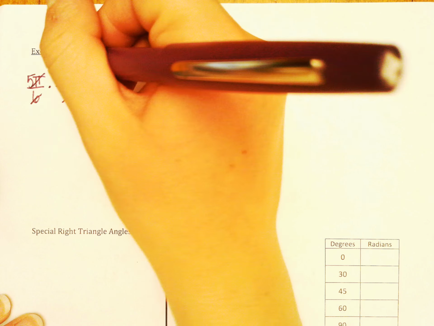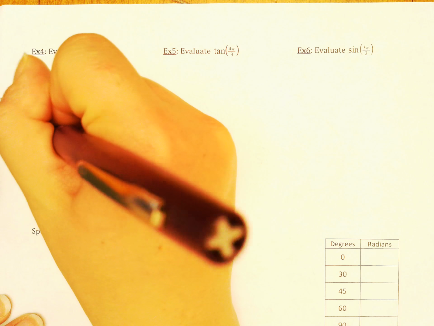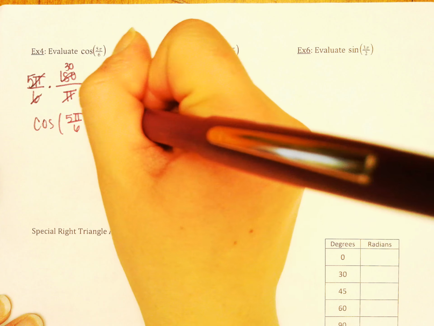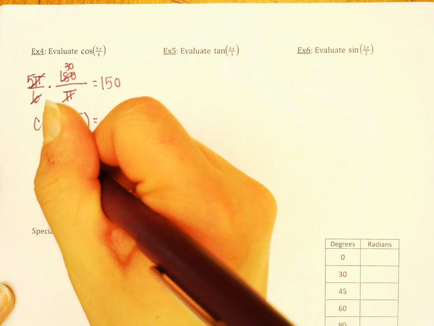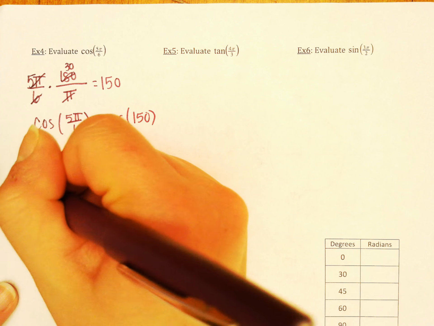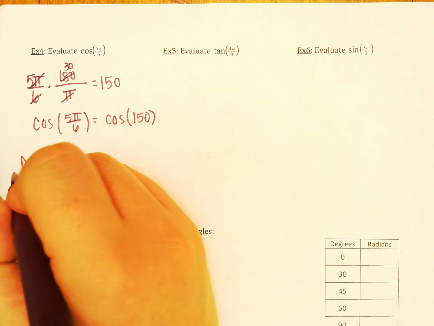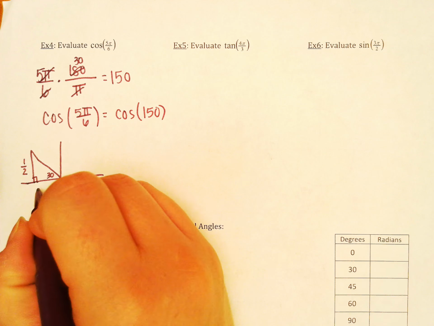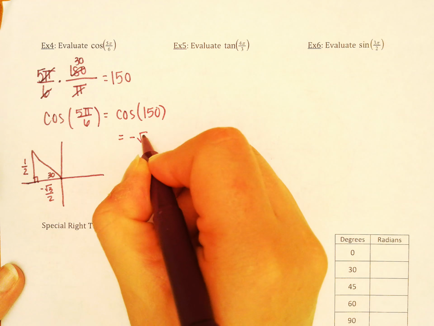So I'll have 5 times 30, which is 150. So really, cosine of 5 pi over 6 is equal to cosine of 150, which we should know how to evaluate. 150 degrees is in quadrant 2. 150 degrees gives a 30-degree reference angle. So this would give the sine value of 1/2, and then my cosine value of negative root 3 over 2.